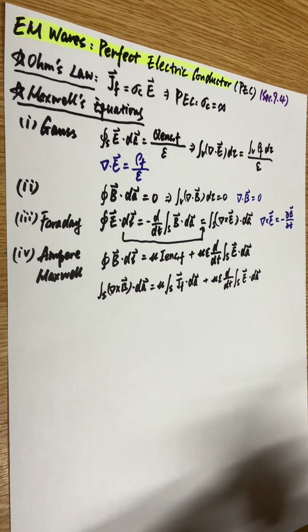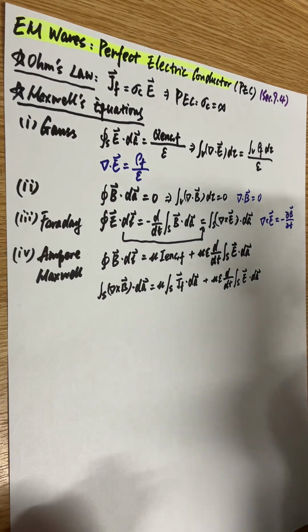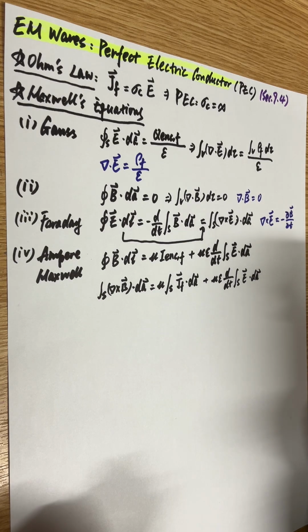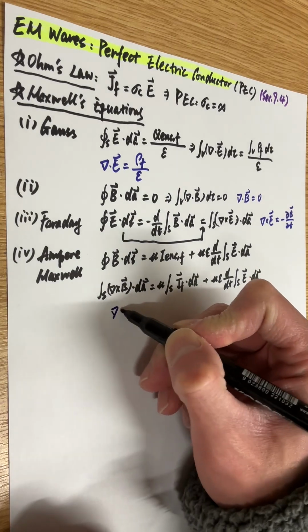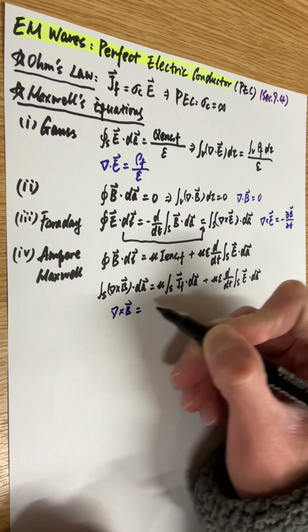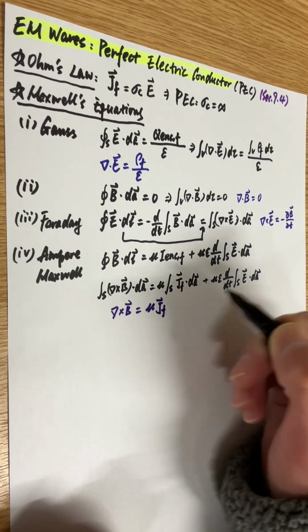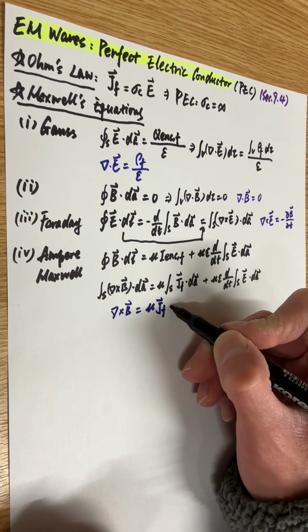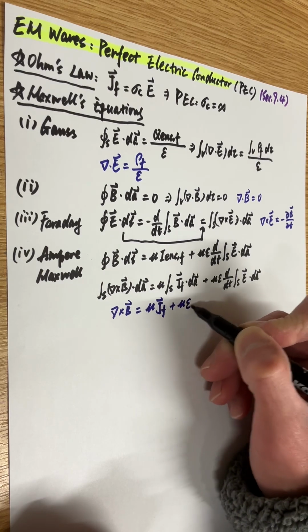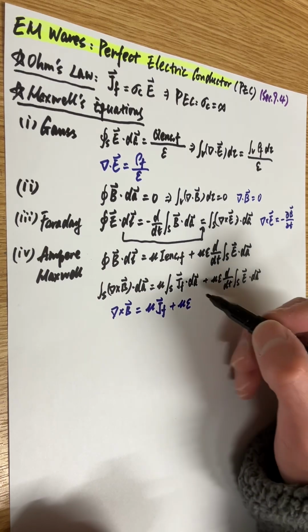And then we have the differential form, which is the curl of B equals mu J, the volume current density, plus mu epsilon dE/dt.